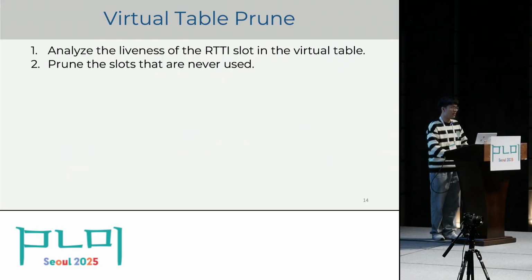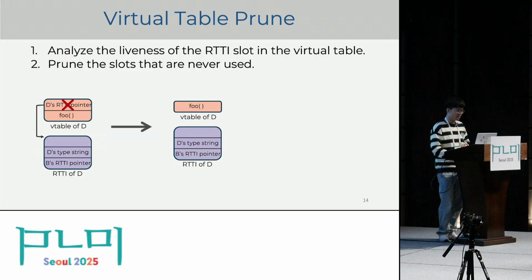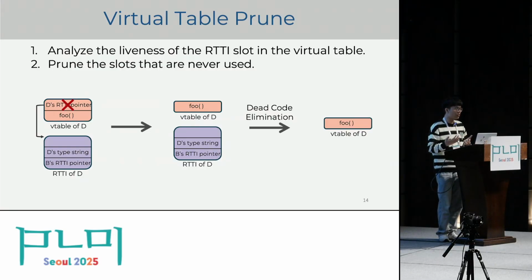Besides optimizing the dynamic cast, we also want to cut down the space that RTTI takes up. First, we analyze the liveness of the RTTI slots in the virtual table, and then we prune the slots that are never used. Once the dead code elimination optimization kicks in, all that unused RTTI data gets cleaned out.